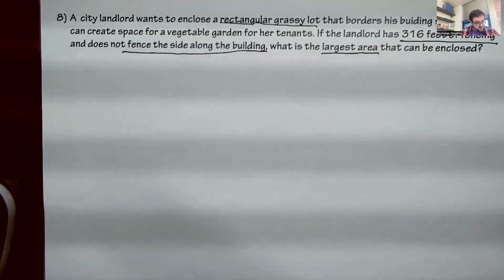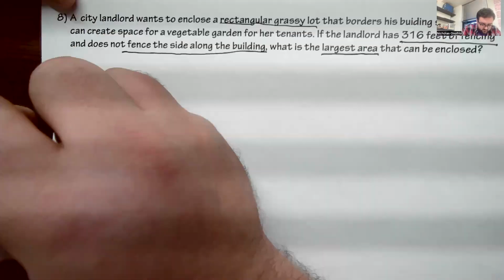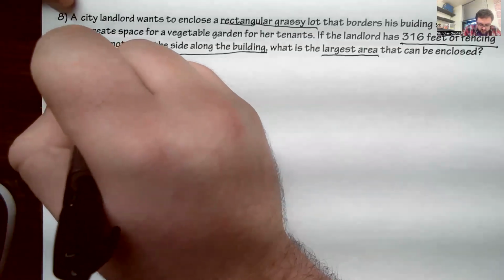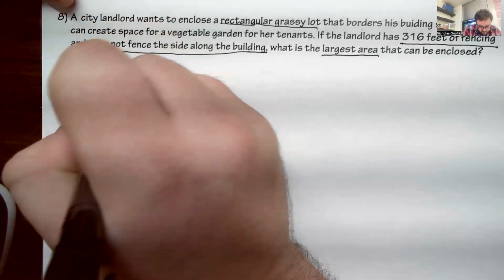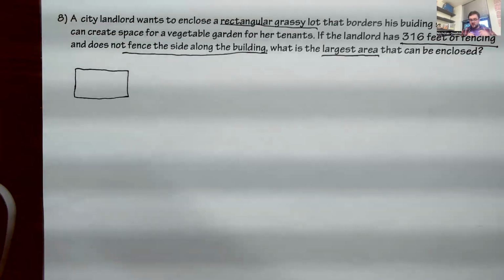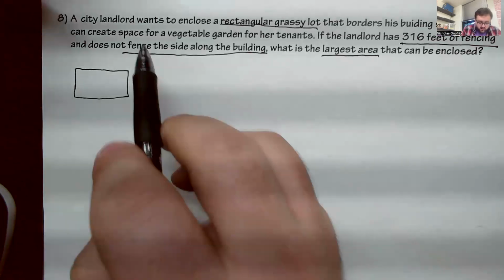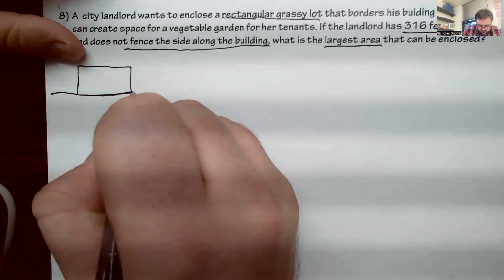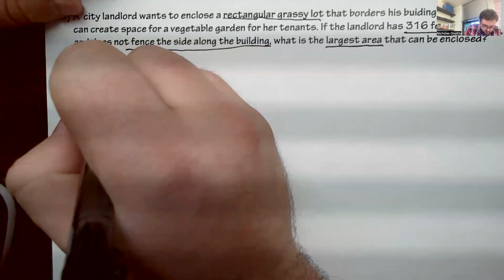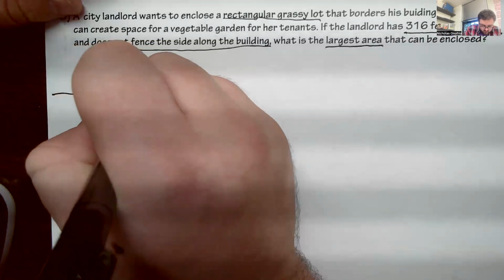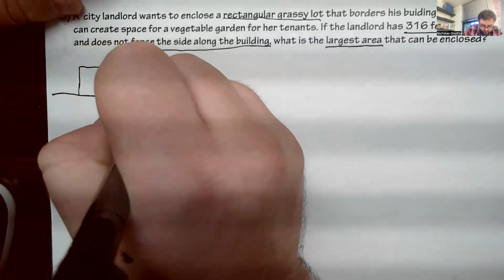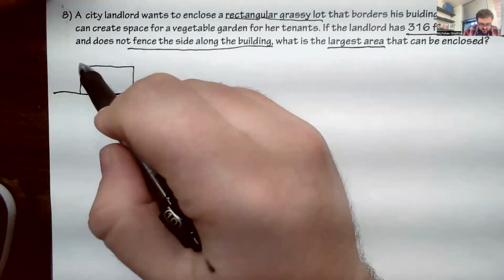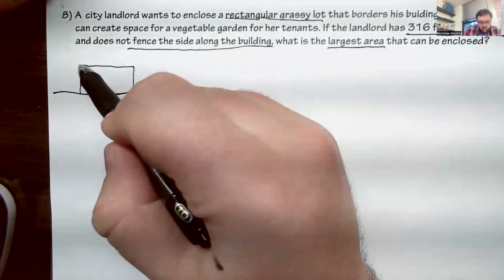Okay, no equation. So let's draw a diagram first. We're looking at a rectangle. But here's the twist. We do not fence the side along the building. So it's almost like one of these sides we need no material. So really the only 3 sides we're worrying about fencing are these 2 sides and then the long back one.